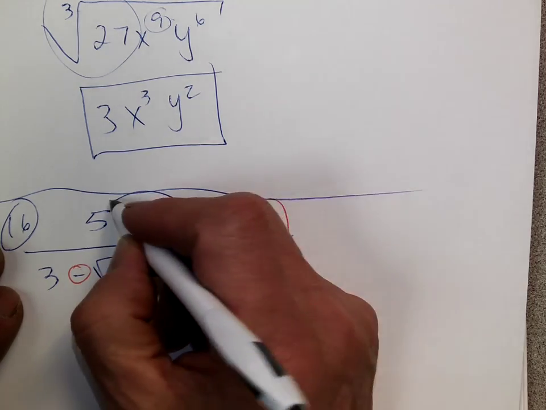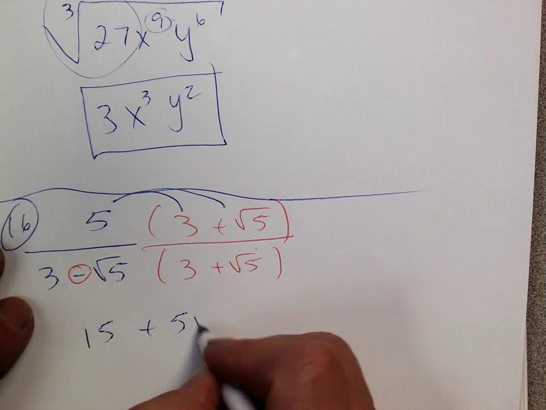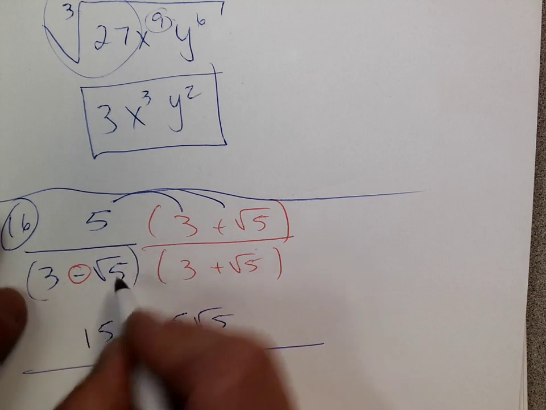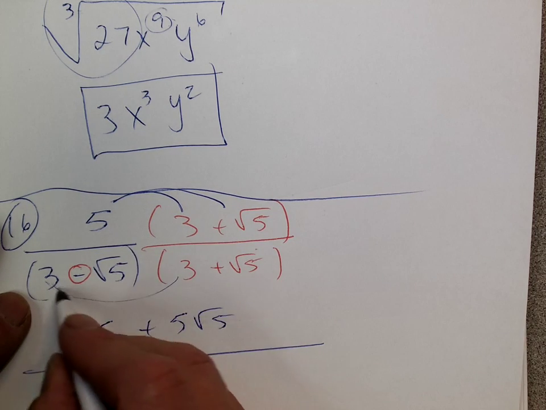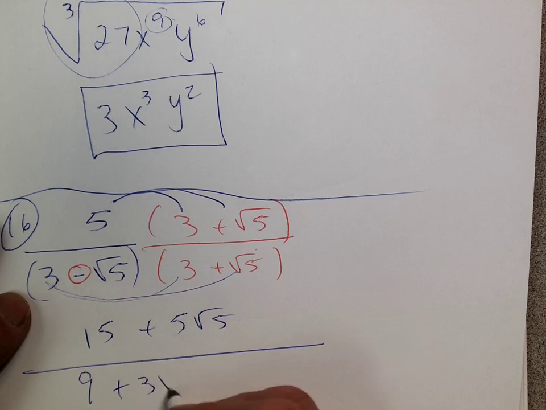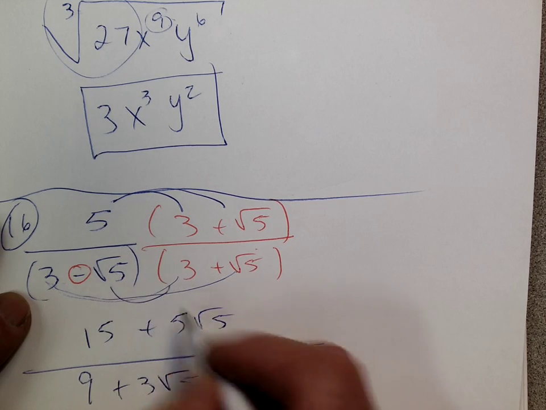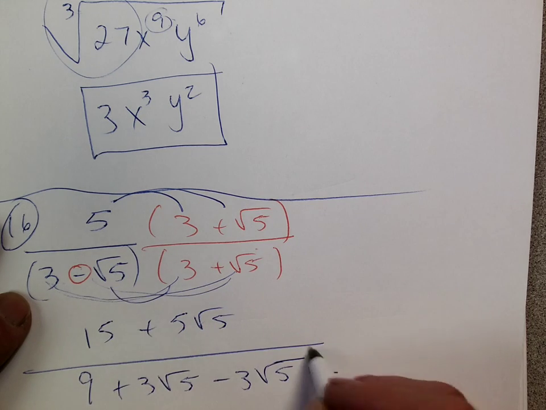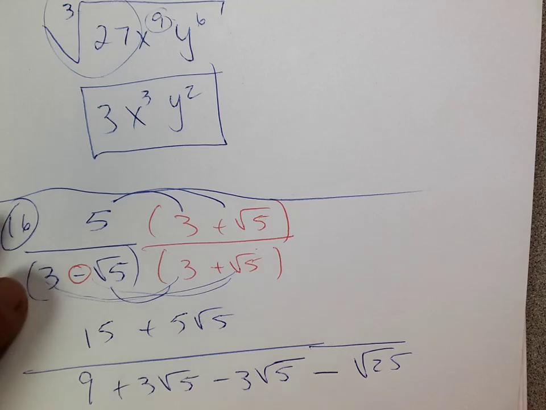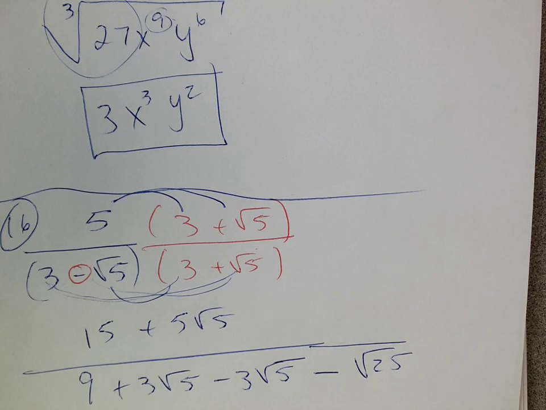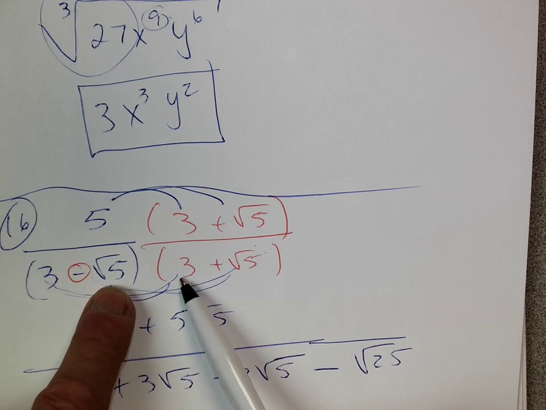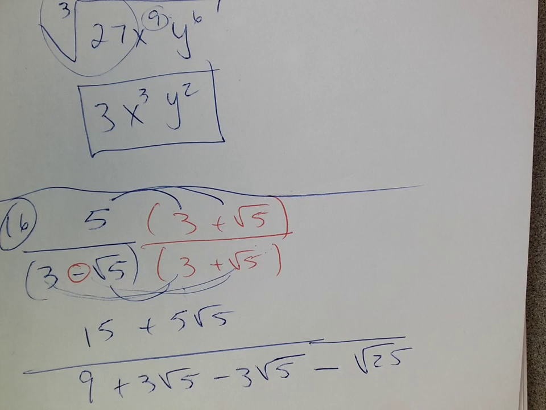15 plus 5 square roots of 5 on top in the numerator. And on the denominator, we're going to have to FOIL. We'll get a 9 plus 3 square roots of 5 minus 3 square roots of 5 minus the square root of 25. I'll let you think about what I did. I just FOILed: 9 positive 3 square roots of 5 minus 3 square roots of 5 minus the square root of 25.